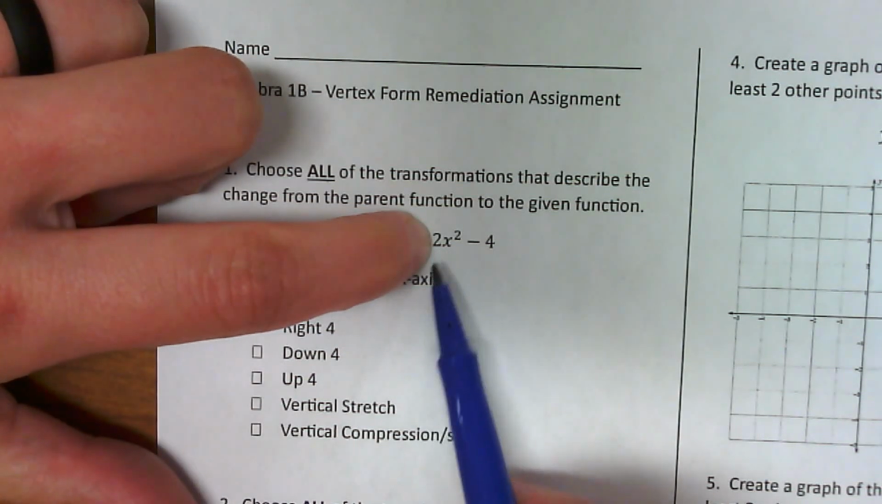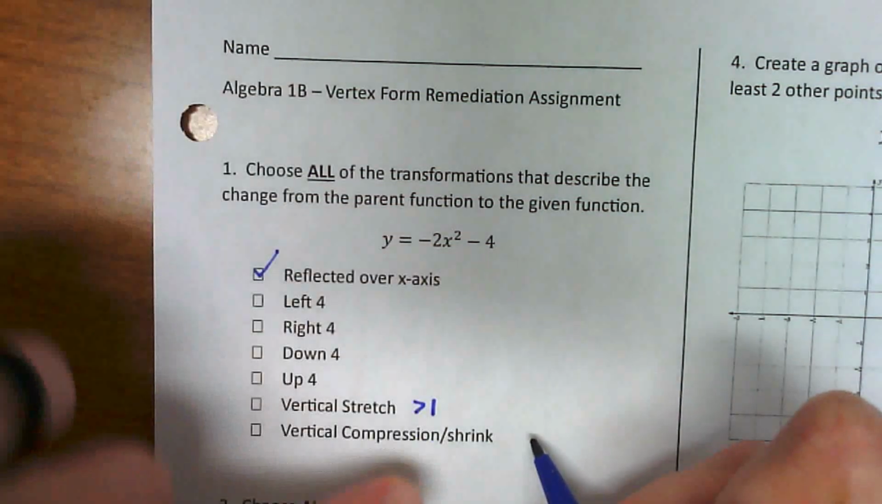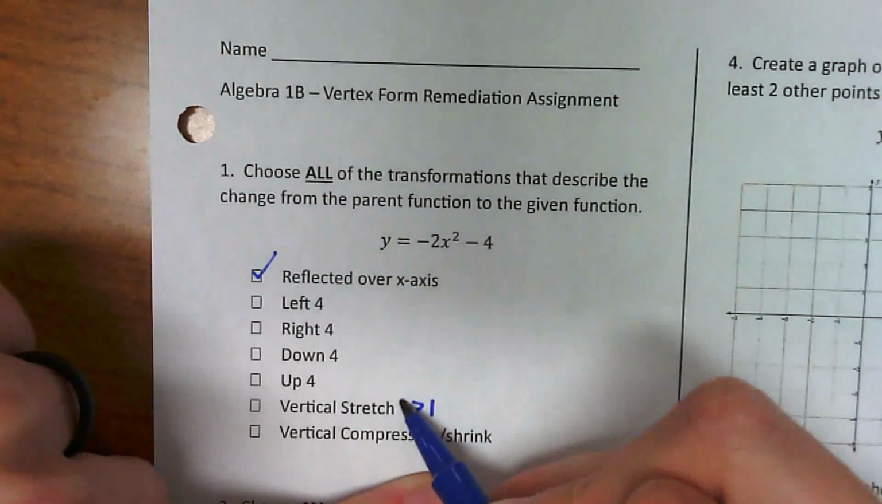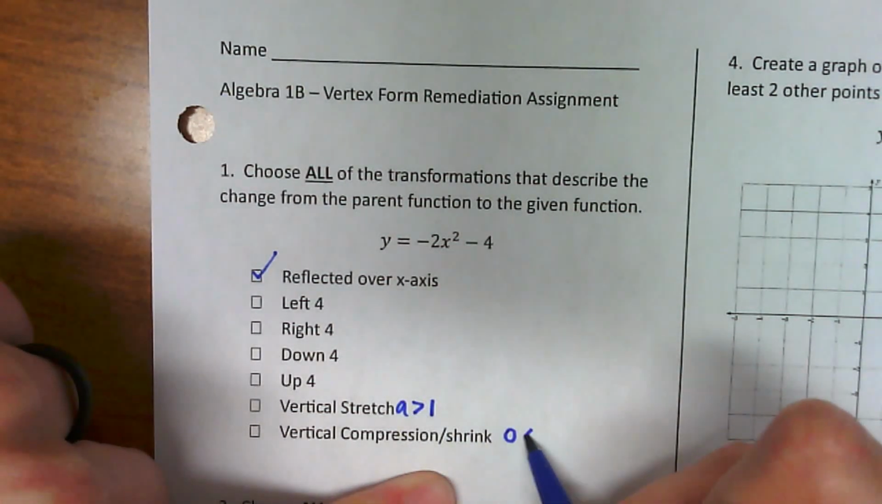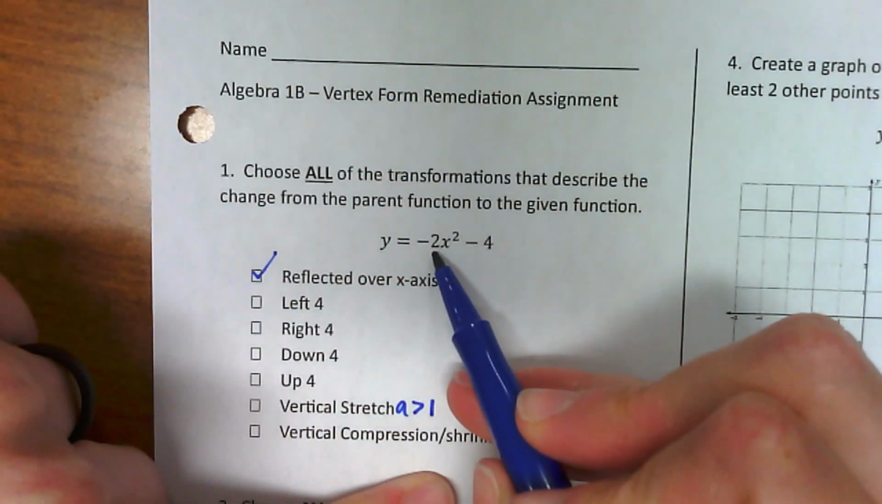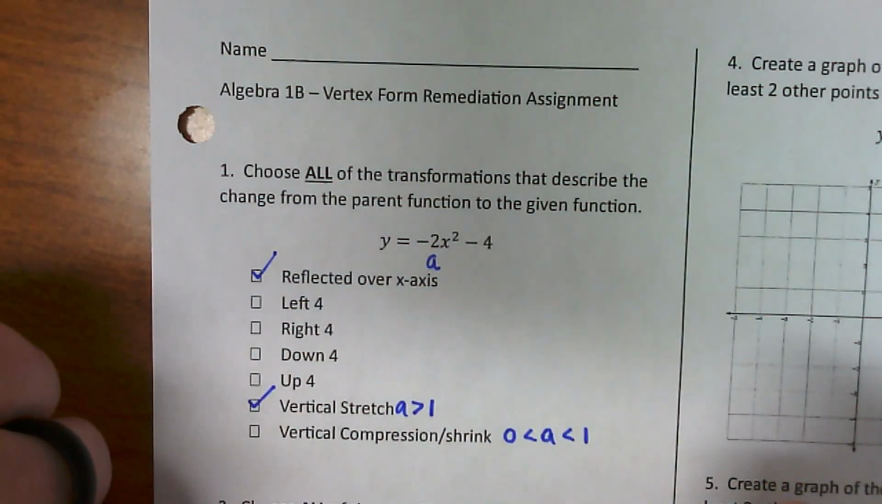That number is 2. If it's a vertical stretch, it's anything that's greater than 1. If it's a vertical compression or shrink, then that means that our A value is between 0 and 1. Since our A value is 2, it's a vertical stretch.